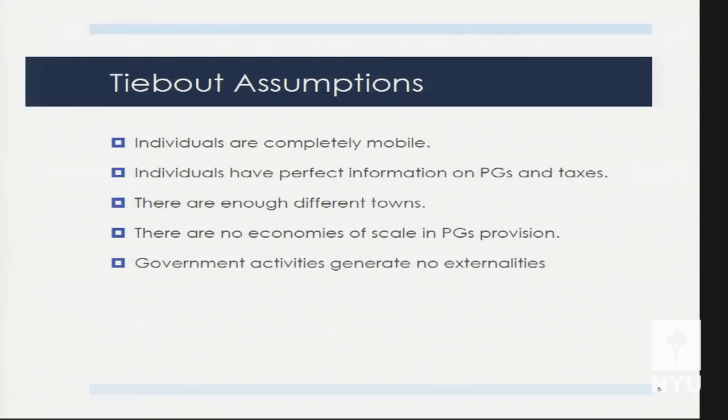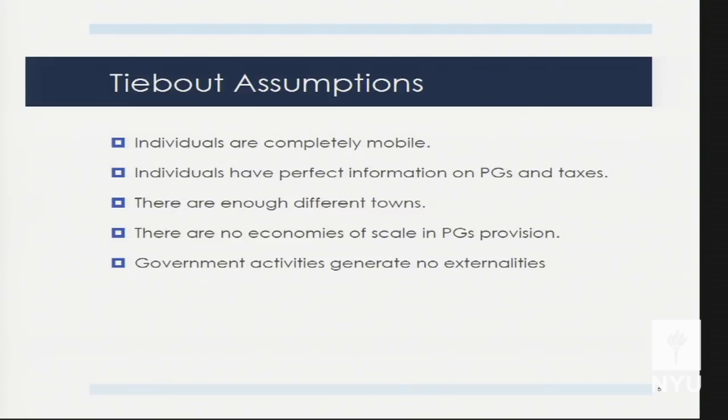Third, and this is important, we assume that there are enough different towns such that there is a town that has your exact menu of public goods, right? And that requires many, many towns. People are different. We need a continuum of towns, in effect, right? We need to have lots and lots of different towns of various sizes that reflect the population that has those preferences. Fourth, we assume there are no economies of scale in public goods provision.